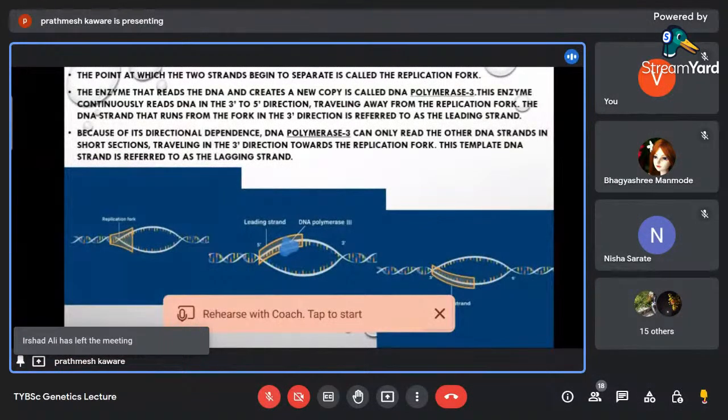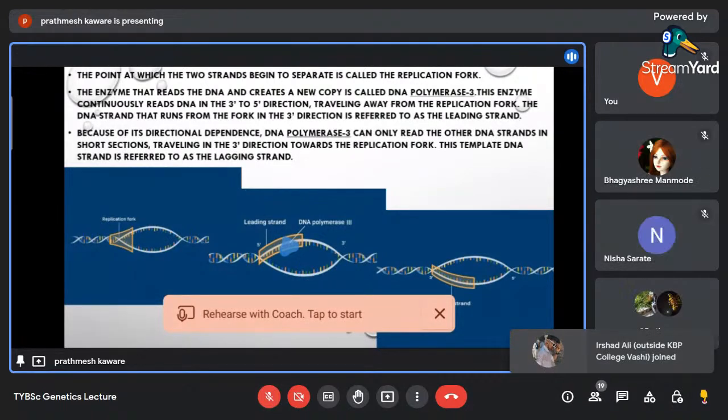The enzyme that reads the DNA and creates a new copy is called DNA polymerase 3. This enzyme continuously reads DNA in the 3 to 5 direction, traveling away from the replication fork. The DNA strand that runs from the fork in the 3 direction is referred to as the leading strand. Because of its directional dependence, DNA polymerase 3 can only read the other DNA strand in short sections, traveling in the 3 direction towards the replication fork. This template DNA strand is referred to as the lagging strand.